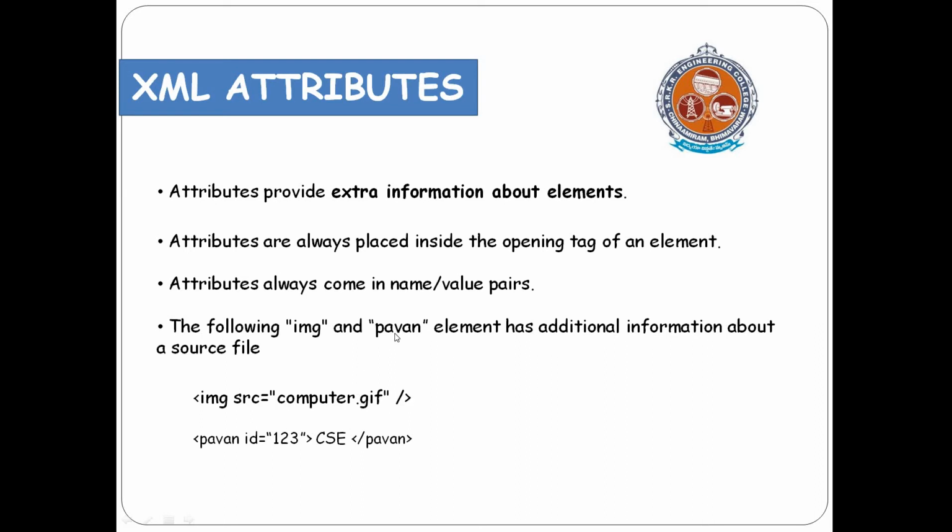So the following image element has additional information about the source file. For an image file, the source is equal to computer.gif. This is an attribute. This is the name of the attribute, and this is the value of the attribute: src is equal to computer.gif. Similarly in XML, I have given one attribute, id is equal to 123. So remember, every value of an attribute must be given in double quotes.